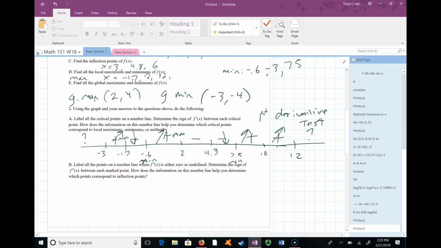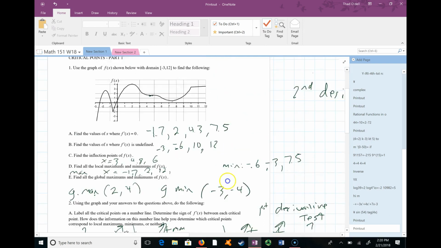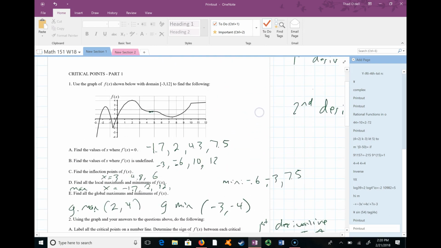Second derivative test, same idea, but instead you're going to be looking at the second derivative. So we're looking at all the inflection points. Well, the potential inflection points. So label all the points on the number line where f prime of x is either 0 or undefined. Determine the sign of f prime of x between each marked point. So if you look over here, where are my potential inflection points?